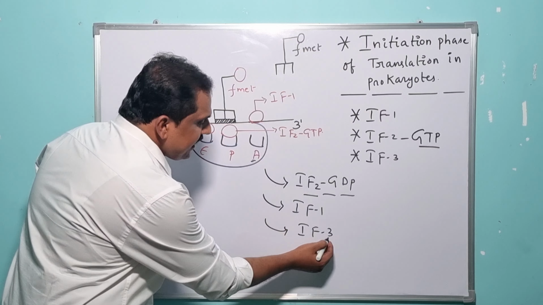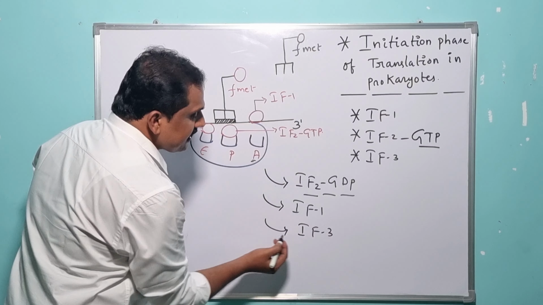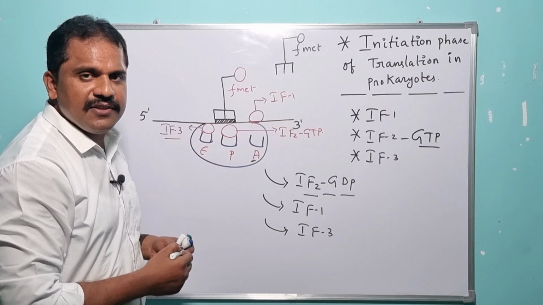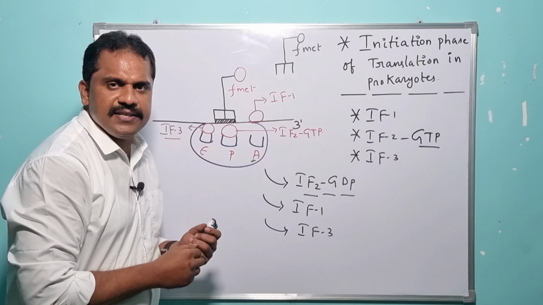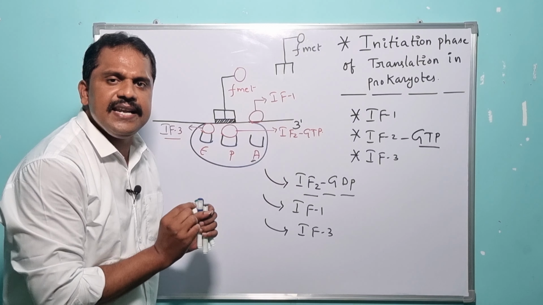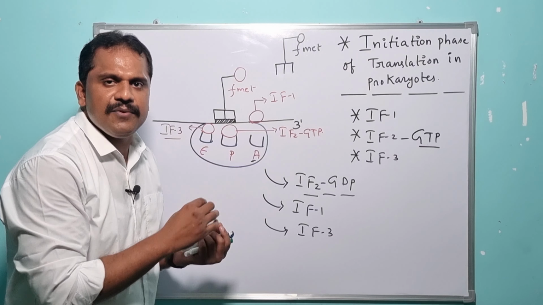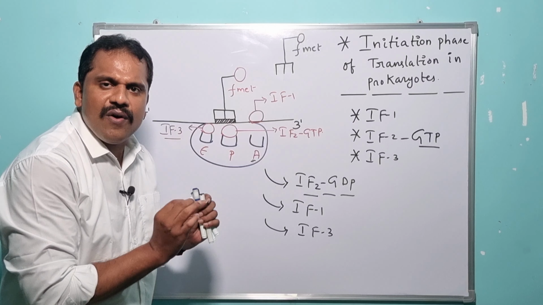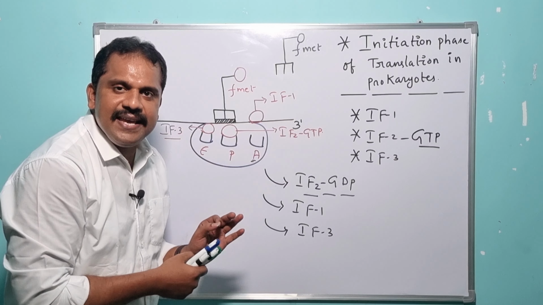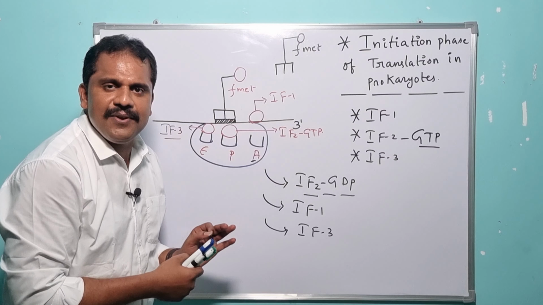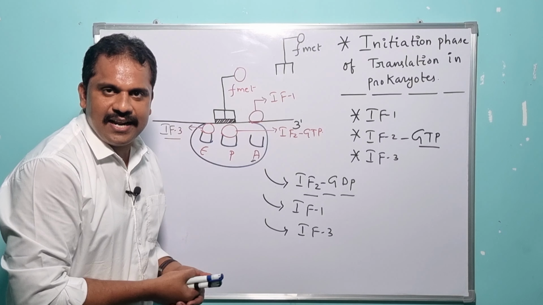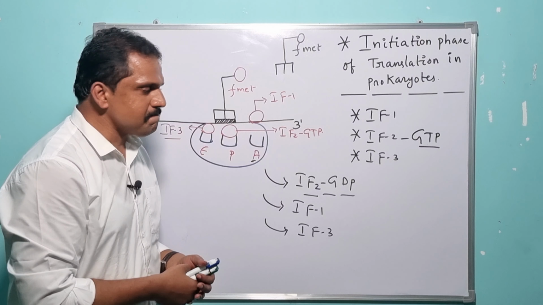Once initiation factor 3 has been successfully dissociated from the E site of the ribosome, now the large subunit of the ribosome comes into the picture. Because, as I already mentioned, in the presence of initiation factor 3, the large subunit of the ribosome is unable to associate with the small subunit of the ribosome. So once initiation factor 3 has dissociated from the E site, the large subunit comes into the picture and associates with the small subunit of the ribosome. Is it clear?